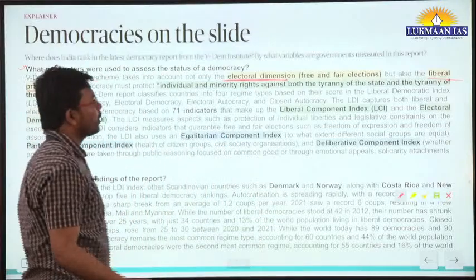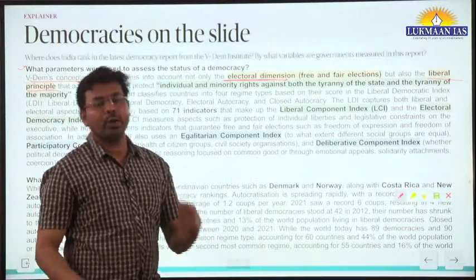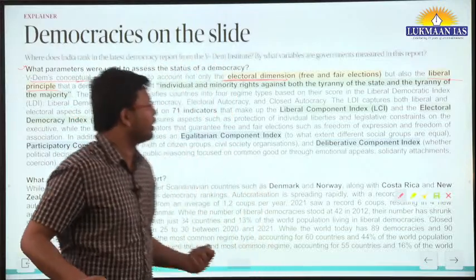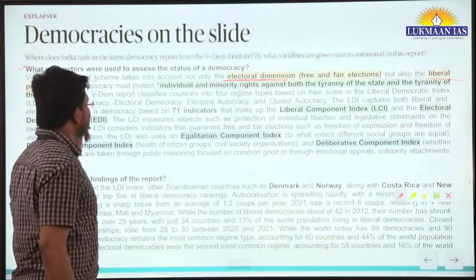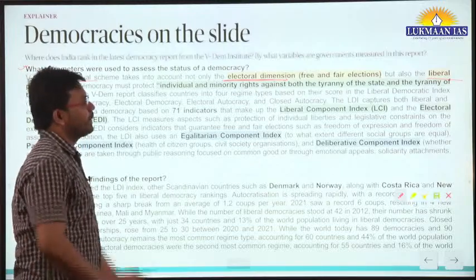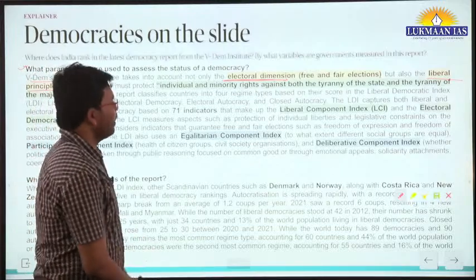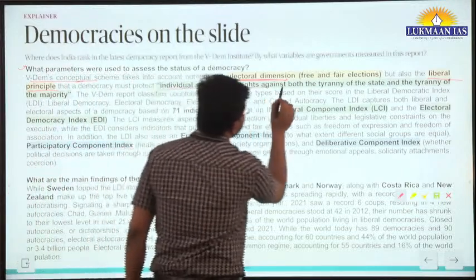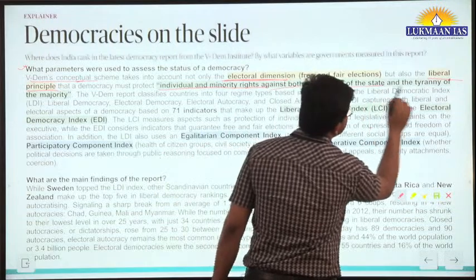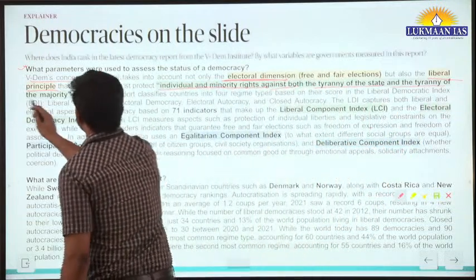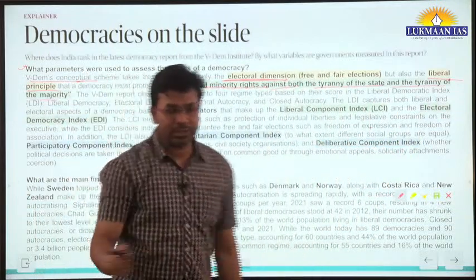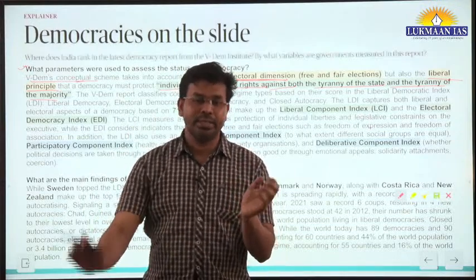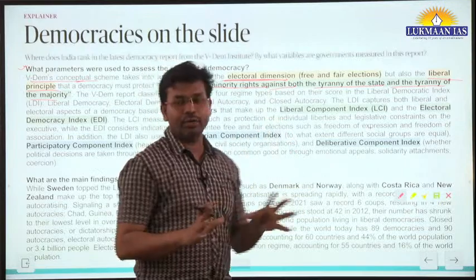Under the electoral dimension, they take into account whether the election is happening free and fair or not. Second, the liberal principle. Liberal principle means principles that are followed by democratic countries: individual and minority rights against both the tyranny of the state and the tyranny of the majority. It talks about the rights of the minority against the tyranny of the state.